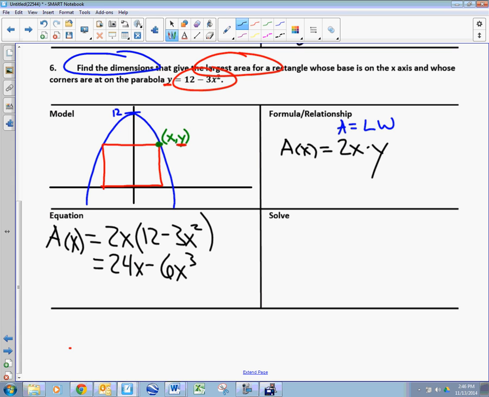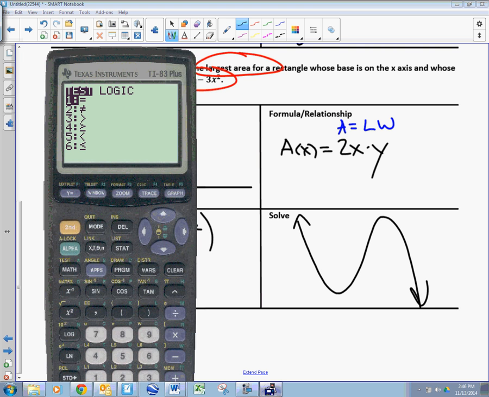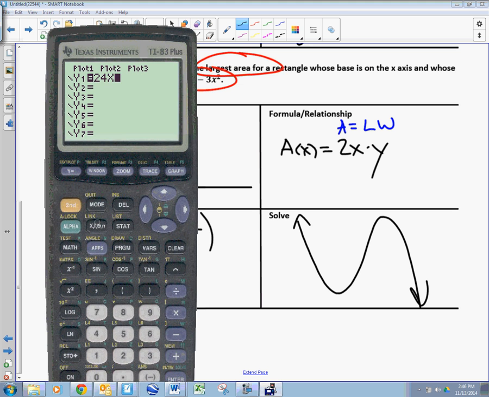What kind of shape does that make? Except it's upside down, because it's a negative x to the third. Still, we're trying to maximize. We're looking for that maximum point. Go back to our calculator. Y equals, I'm going to type in 24x minus 6x cubed.